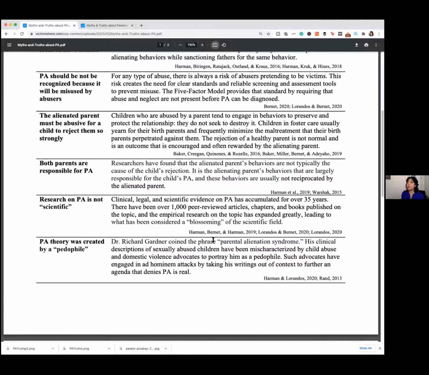Such advocates have engaged in ad hominem attacks by taking his writing out of context to further an agenda that denies that parental alienation is real. This is so harmful, and many people will not look into facts. Many people would just buy into this propaganda. And then I would see a lot of people that would just spit it out. Just go, oh, Richard Gardner created this term. It's fake. He used it because he's a pedophile. He's trying to defend himself and to help abusive fathers.